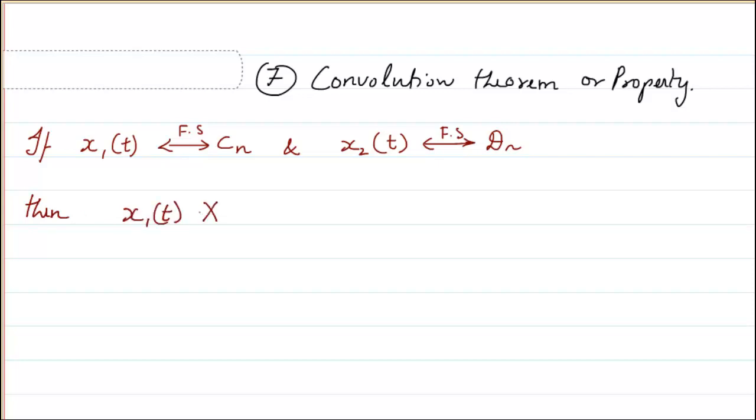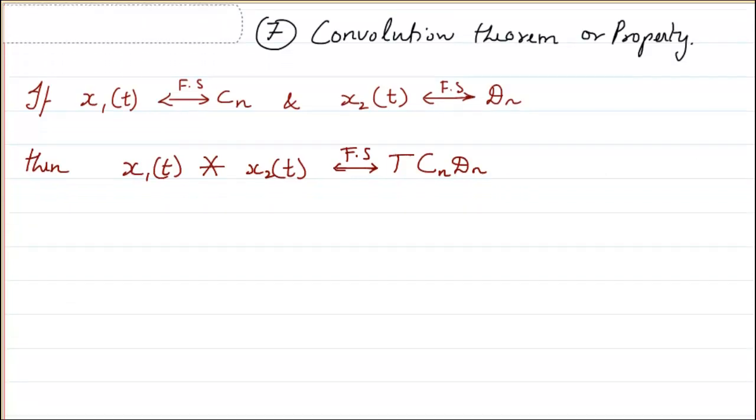the convolution of x1 of t with x2 of t. So I have drawn the convolution sign. So x1 of t convolution with x2 of t, if you would try to take the Fourier series of that, it will be simply the time period T multiplied with Cn Dn. This time period T you should not forget. It's basically the time period T.